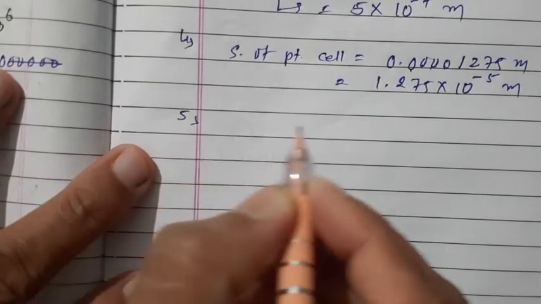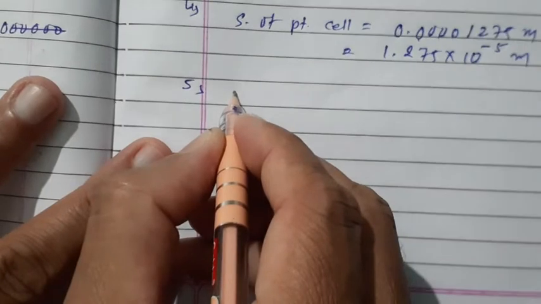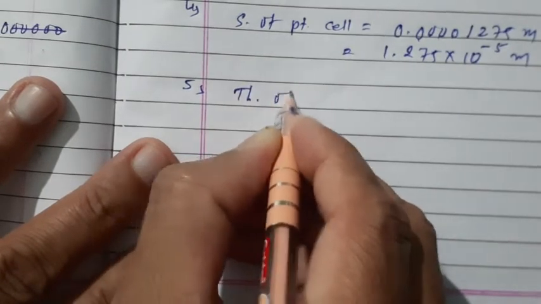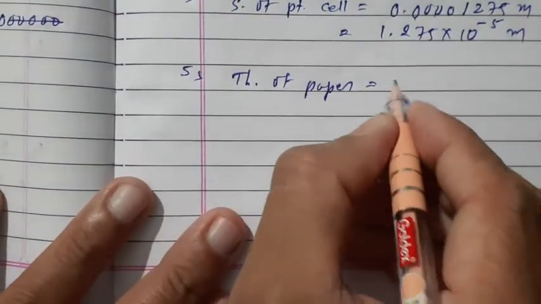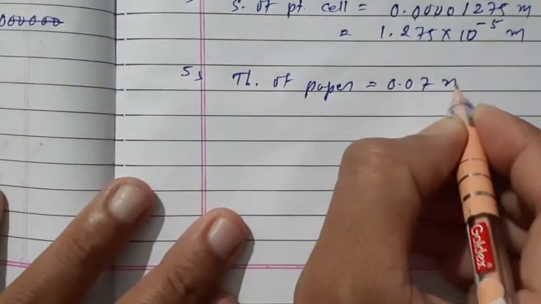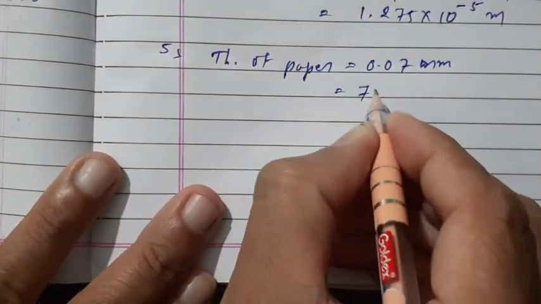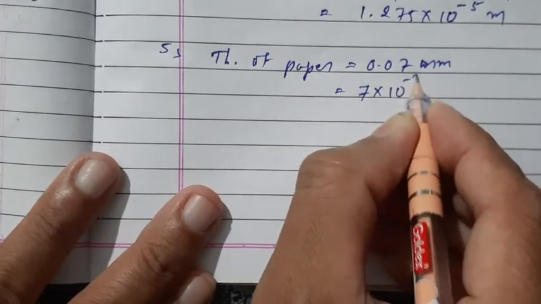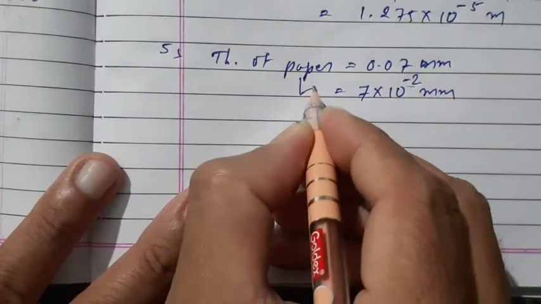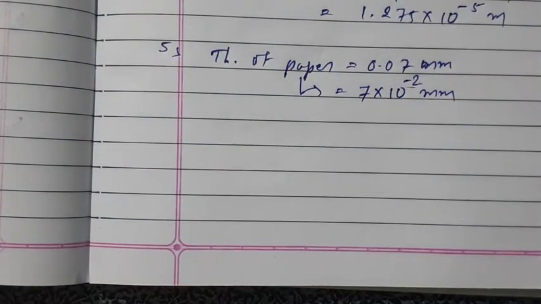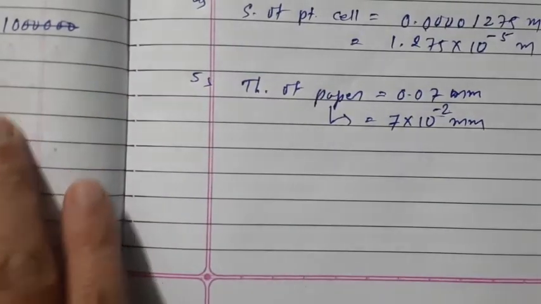Now number 5, look, thickness of paper is 0.07 millimeter. Okay, so 0.07 means 7 into 10 raised to, only 2 steps, means minus 2, to the right side, means minus answer, millimeter. That's your answer. Okay, and question number 4, last one.